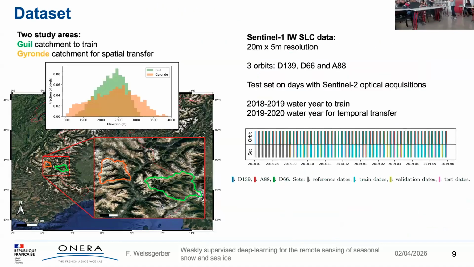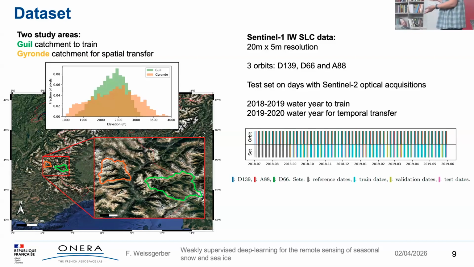So we were trying to do it with AI, so how to detect snow, both wet and dry snow conjointly with AI. So we selected two study areas, the Gill catchment and the Gironde catchment that is just in the Écrin, but also a catchment, a river in the Durance catchment, in order to see what could be the spatial transfer. And we also had multiple years. So we trained only on 2018, 2019, and we kept also another year of data to test for temporal transfer.